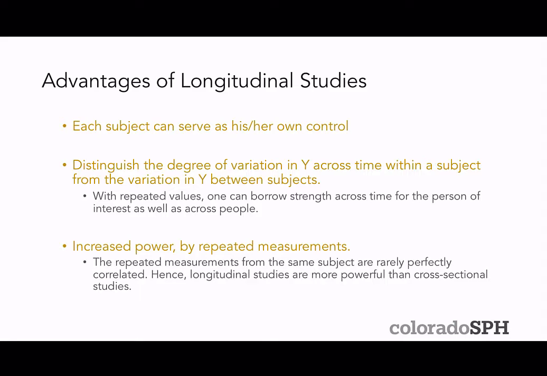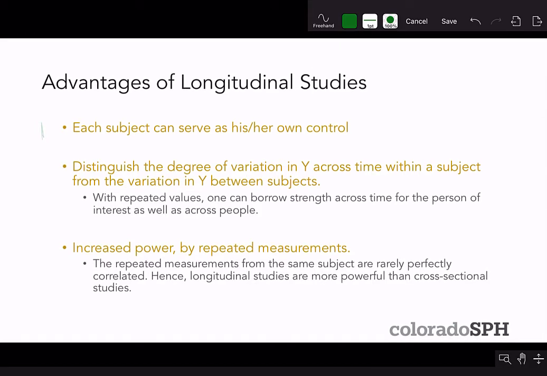In general, other advantages are that each subject can serve as his or her own control. You can distinguish the degree of variation in Y across time within a subject from the variation in Y between subjects, Y being the outcome. And this is because with repeated values, you can borrow strength across time for the person of interest as well as across people. And so what this basically means is you can draw information both from repeated measurements within that individual and information from other individuals in the study to learn about your outcome of interest, Y.